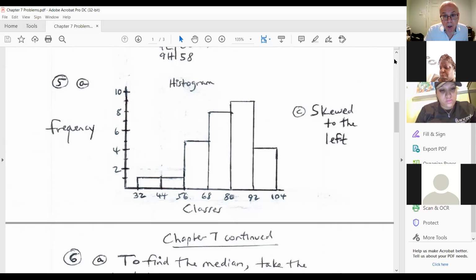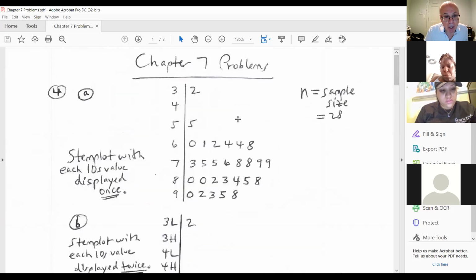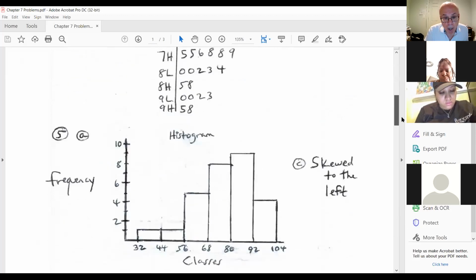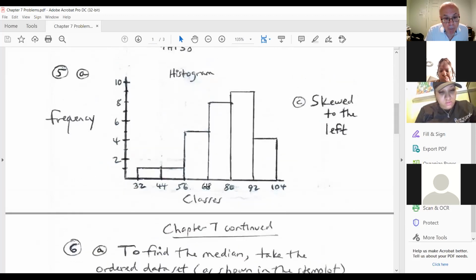How do we know? Well, if we go back, for 56 to 68, and not including the 68, there is 60, 61, 62, 64, and 64. Now the 68 does not get included in that class. Why? Because it goes from 56 up to, but not including 68. The 68 goes into the next class. Right? That's how you read it.